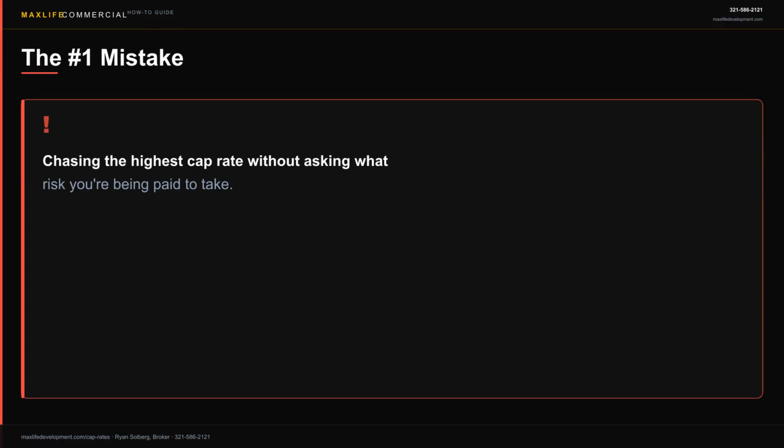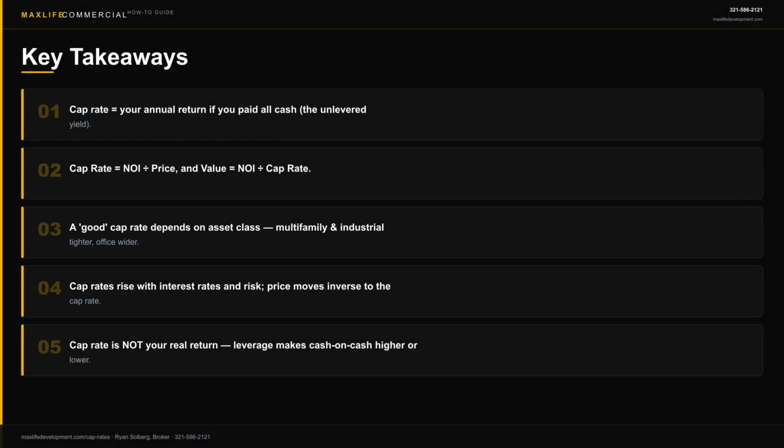Let's lock it in. A cap rate is your annual return if you paid all cash. The unlevered yield on the property. The two formulas: cap rate equals NOI divided by price, and value equals NOI divided by the cap rate. What counts as good depends entirely on the asset class. Multifamily and industrial trade tight, office trades wide. Cap rates rise with interest rates and with risk, and remember, price always moves inverse to the cap rate. And the big one, the cap rate is not your actual return. Add leverage, and your cash on cash goes higher or lower depending on your financing. Nail these 5, and you can read any deal.